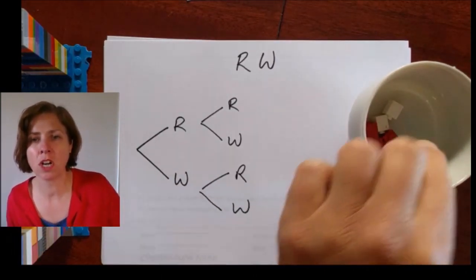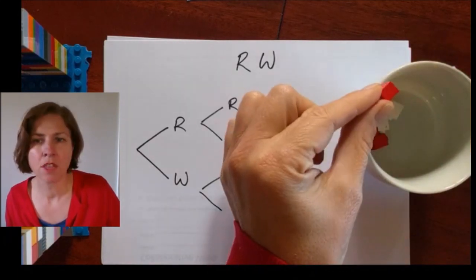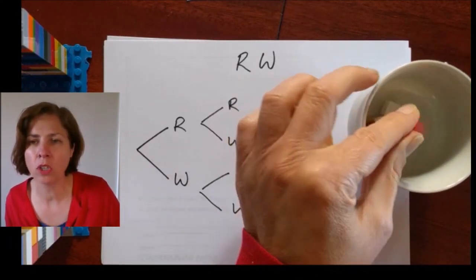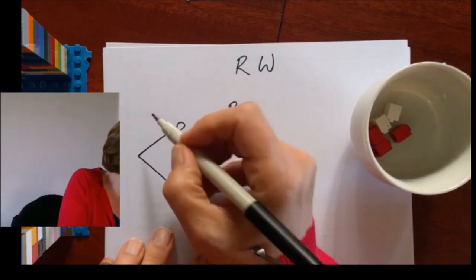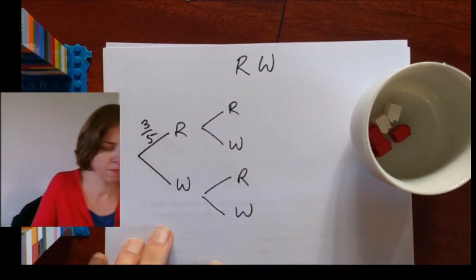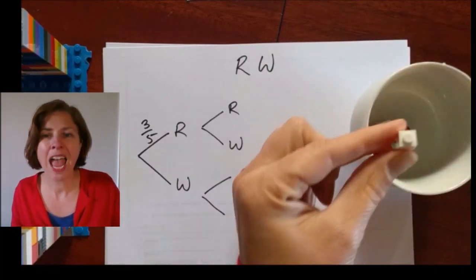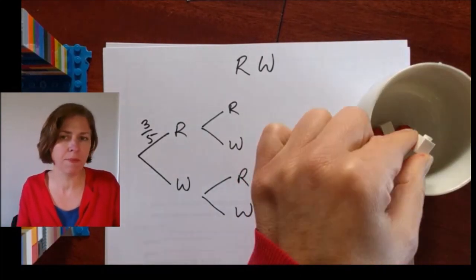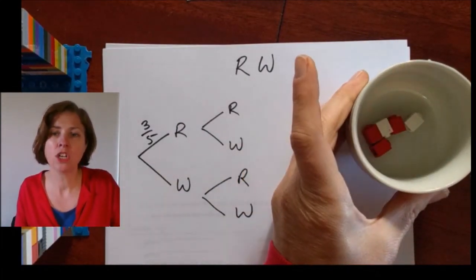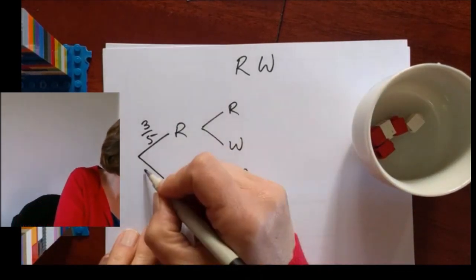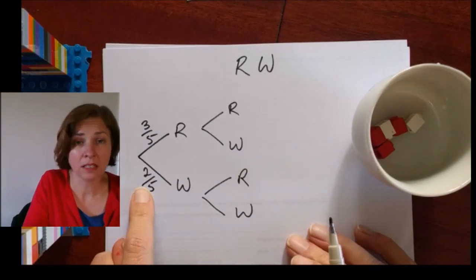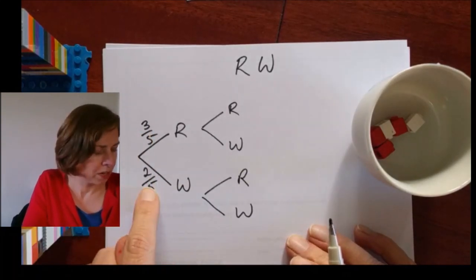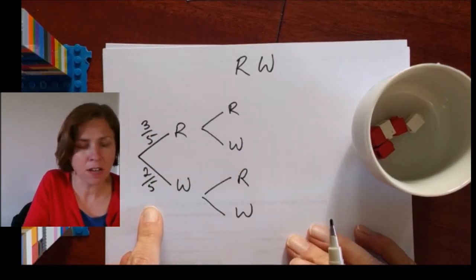So the first time when I pulled out a red, the probability of that happening was 3 out of 5, because there are 3 red out of 5 Lego pieces. If I had pulled a white out the first time, my probability would have been 2 out of 5. Now let's just check that these two add up to 1. 3 out of 5 plus 2 out of 5 adds up to 5 out of 5. Yes, it does. Okay.